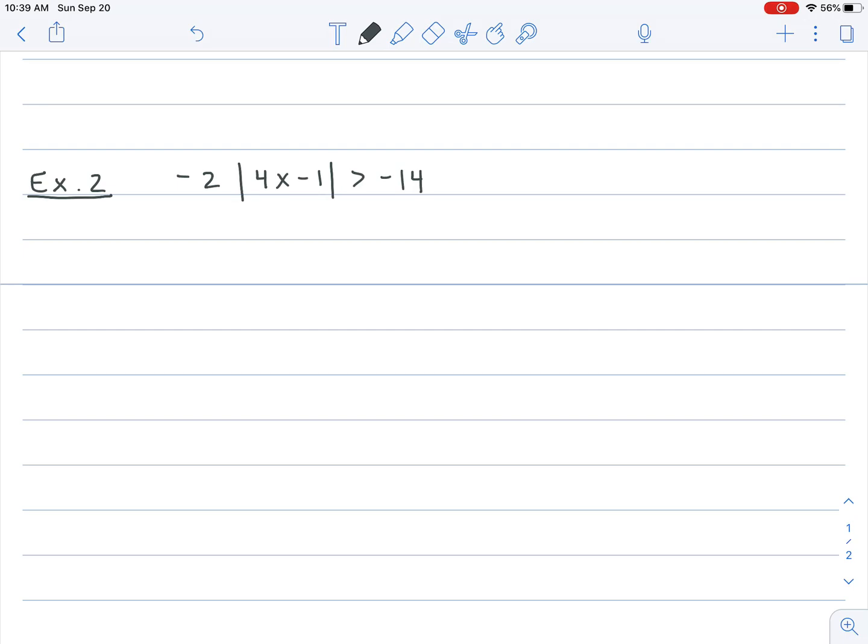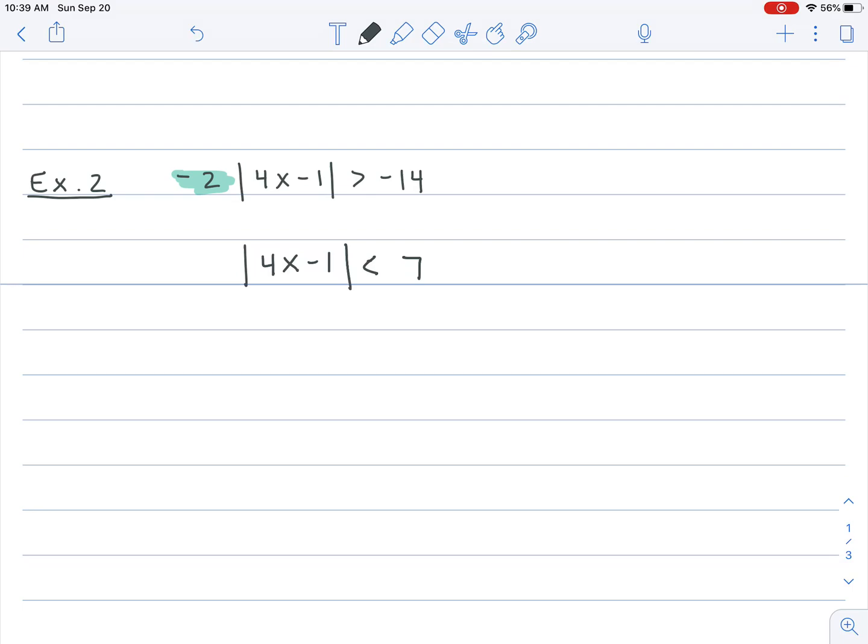Is the absolute value by itself? No. All right, we have to get rid of this -2. So how I would do that is I would divide both sides by -2. So I'd have the absolute value of 4x minus 1. If you notice here, we're dividing by a negative. So guess what we have to do with that inequality sign? You have to flip it. Okay. So now, is the absolute value by itself? Yes, we're good to go.